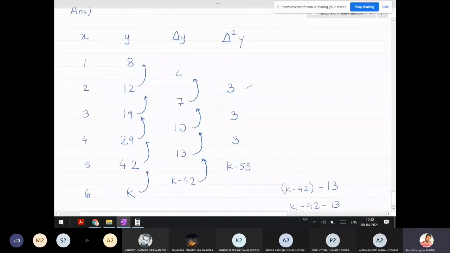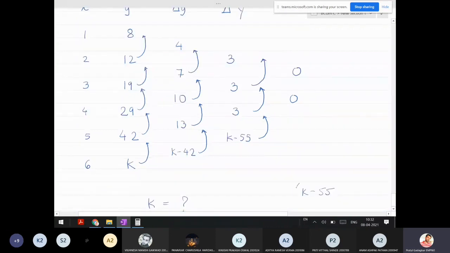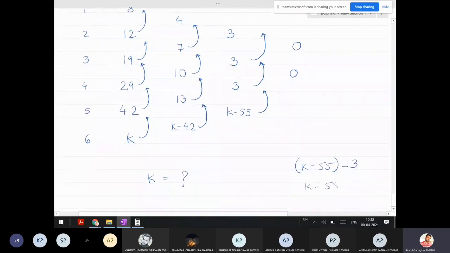So now if you look at these 3, 3 and 3, you have now guessed that the last column has to be equal, so that everything in the next column will automatically become 0. 3 minus 3, and this is also 3 minus 3. And what is this entry? It is K minus 55, K minus 55 minus 3. If I open the brackets, it is K minus 55 minus 3. Minus 55 and minus 3 will become minus 58. So this is K minus 58.